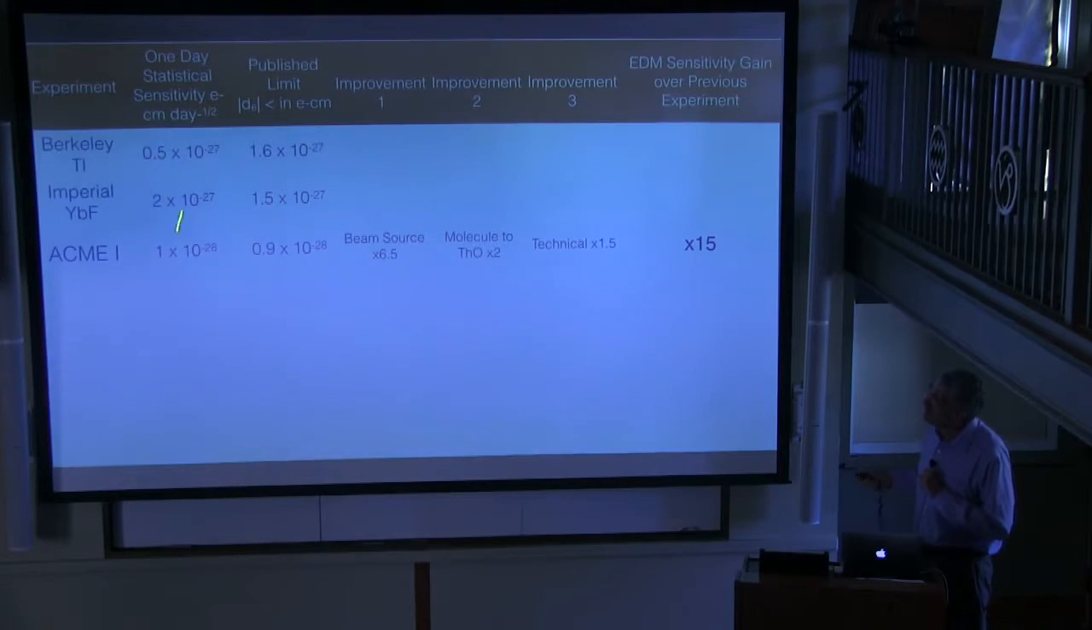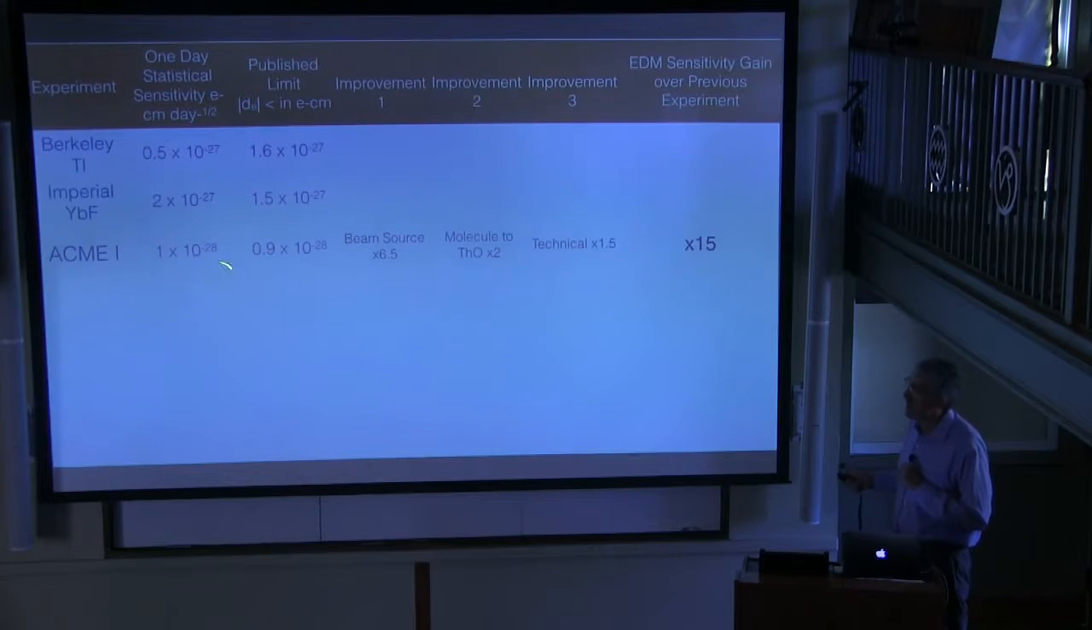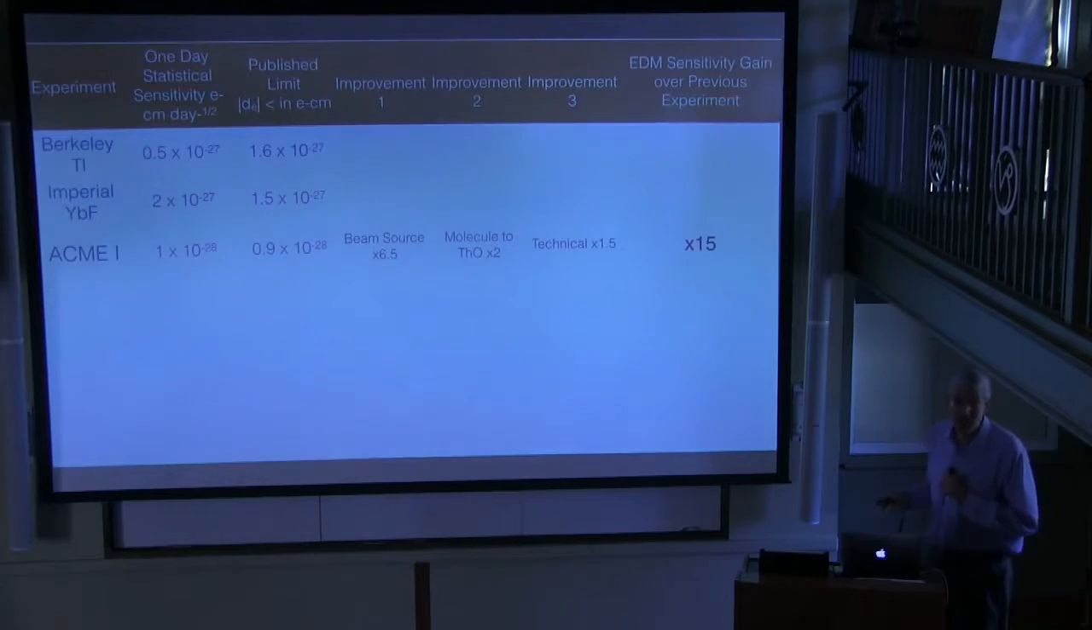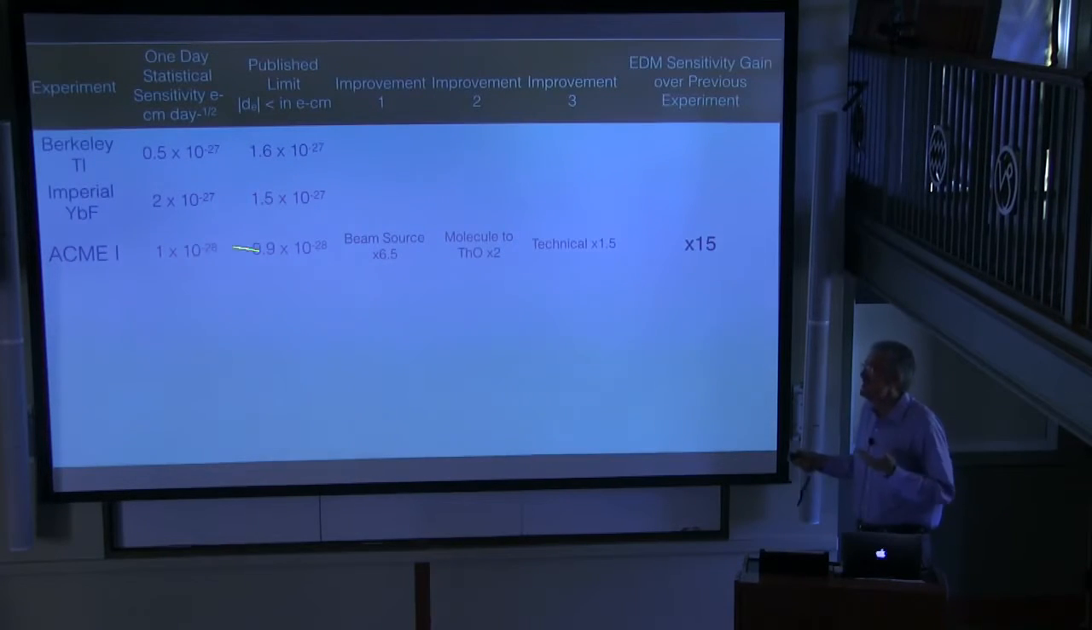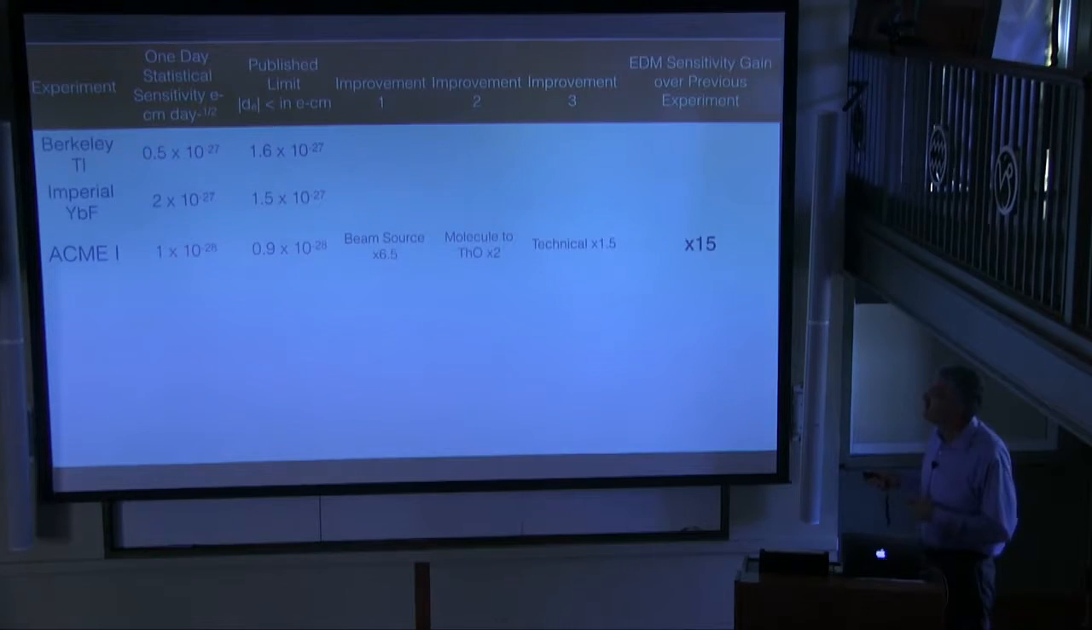Here I've listed the one-day statistical sensitivity of these experiments, and then here's the published limit. So here we have a sensitivity around 10 to the minus 27, published limit around 10 to the minus 27. 2 times 10 to the minus 27, 1.5 times 10 to the minus 27. ACME 1, the experiment you just saw, 1 times 10 to the minus 28. Its published limit, 1 times 10 to the minus 28. It's telling you something. So I'm going to use this as a guide. The essential one-day statistical limit is basically what one ends up publishing.